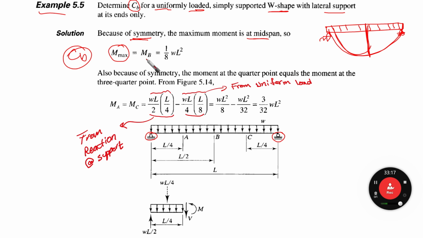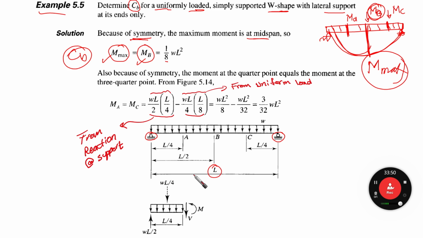equals MB, because if you remember, here we have MA, and here it is MB, and at 3/4 it is MC, right? So MB equals M maximum. So based on that, we know M maximum and MB. It is going to be WL squared over 8, where L is the total length of this beam.